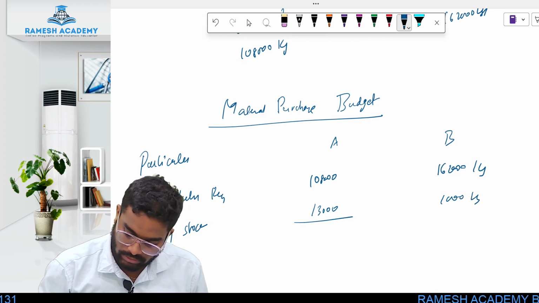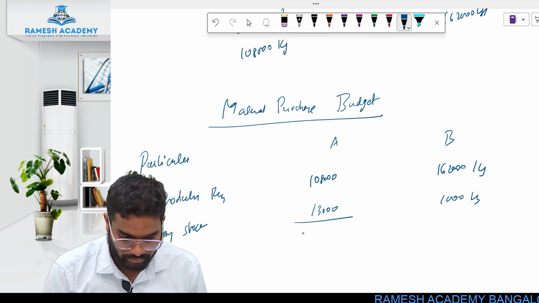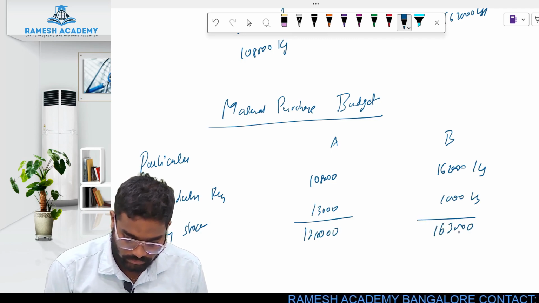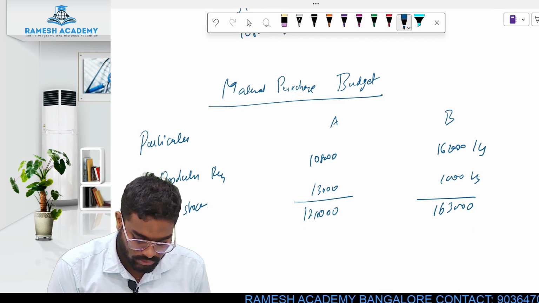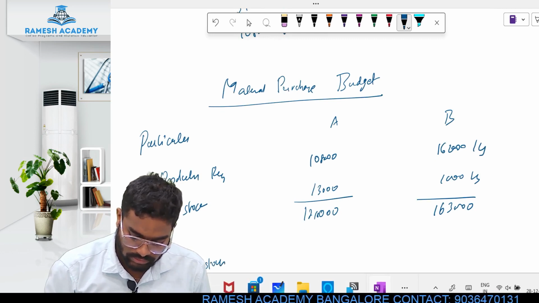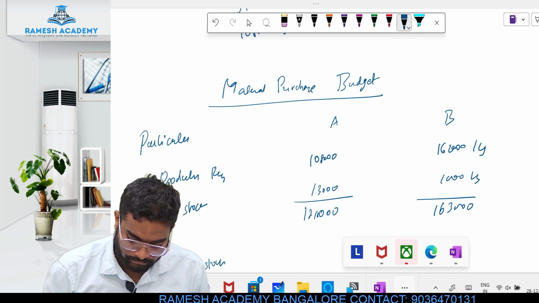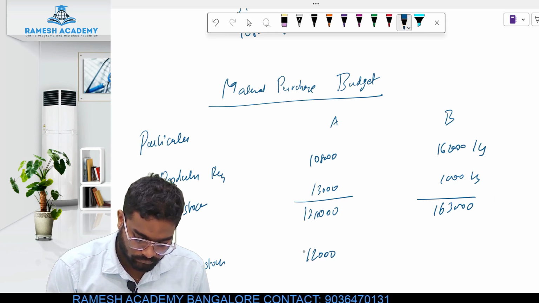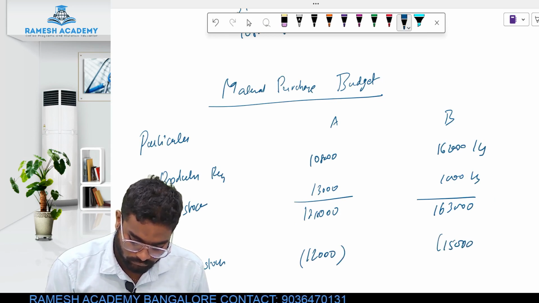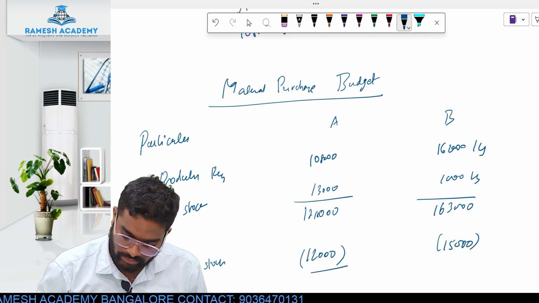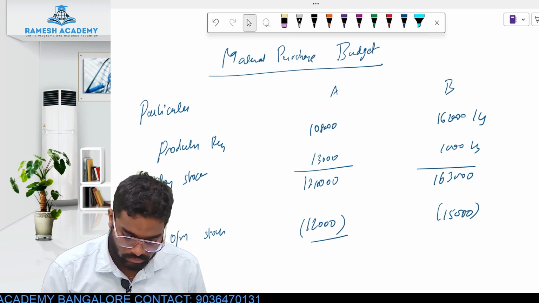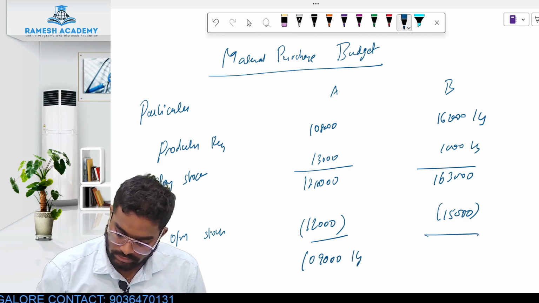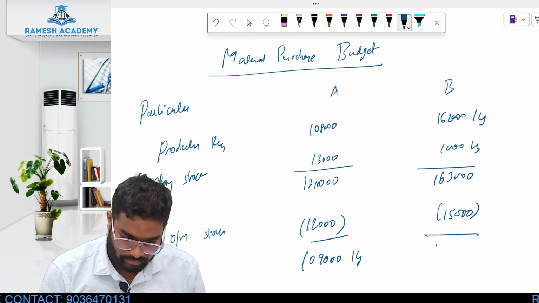So here it is 108 plus 13, it is 1,21,000 kgs. 1,21, here it is 1,63,000. So less the opening stock, here it would be 12 and 15. So it is 1,21,000 minus 12,000, 1,09,000 kgs. Here it is 163 minus 15,000, 1,48,000 kgs.